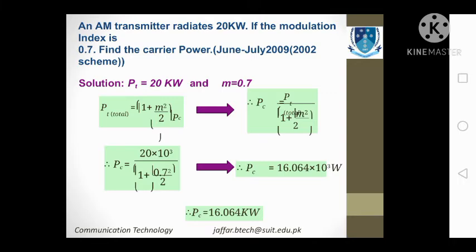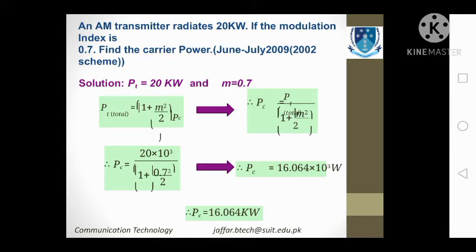Let's go towards the next example. Let's suppose that there is an AM transmitter that is radiating with a power of 20 kilowatt, and if the modulation index is 0.7, or you can say 70%, what should be the carrier power?